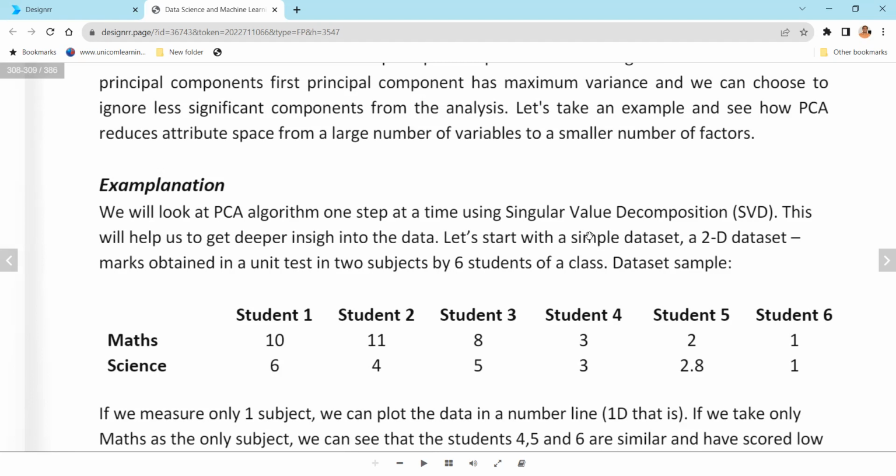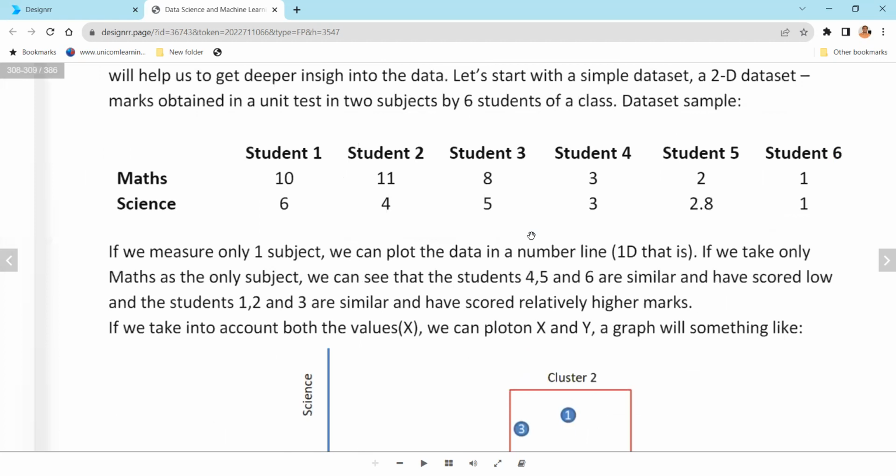So we'll take one example here and understand the theory aspect of PCA, then we'll come back and do a program. Let's see how it actually works. What does it do? How does it calculate which is important? Let's say we have a data set with 6 rows, and it has 2 columns, maths and science, and these are the marks.